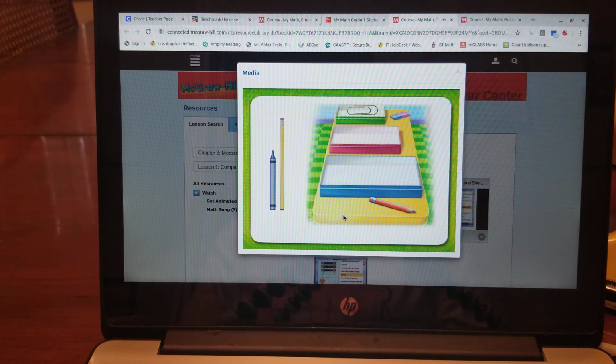Next, let's find the largest object that fits in this box. Since the crayon almost fit in the smallest box, I think it may fit in this box. Yes, the crayon fits in this box. Let's try the pencil just to make sure. No, the pencil is too large. So, the crayon is the largest object that will fit in this box. Well, I guess that means the pencil is the largest object to fit in this box. Yes, it fits.